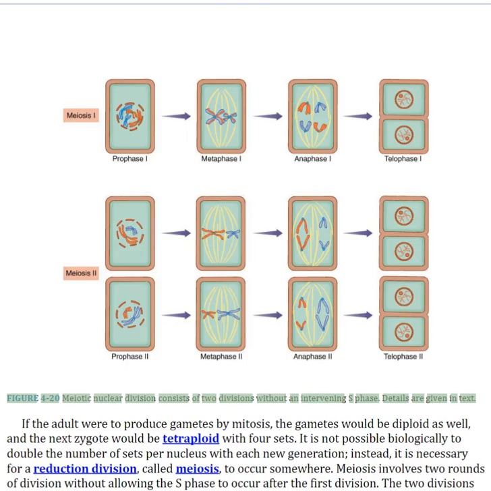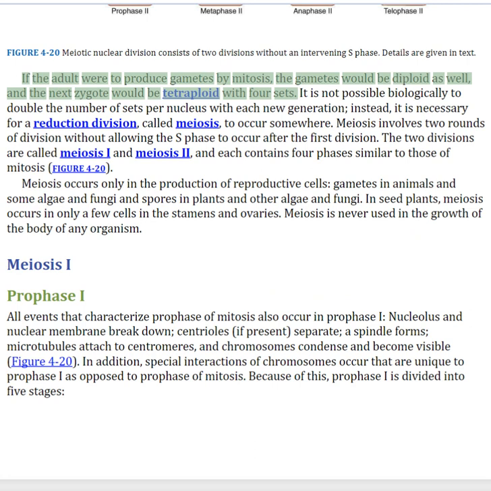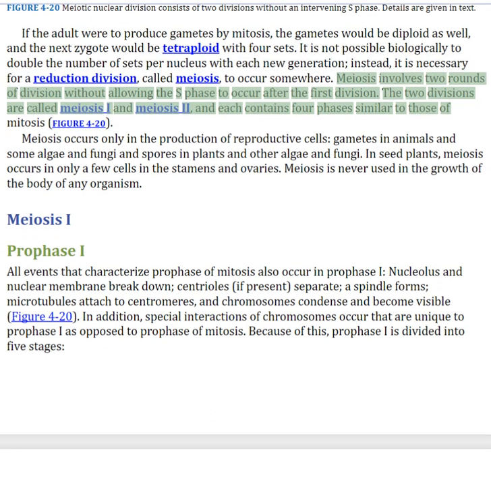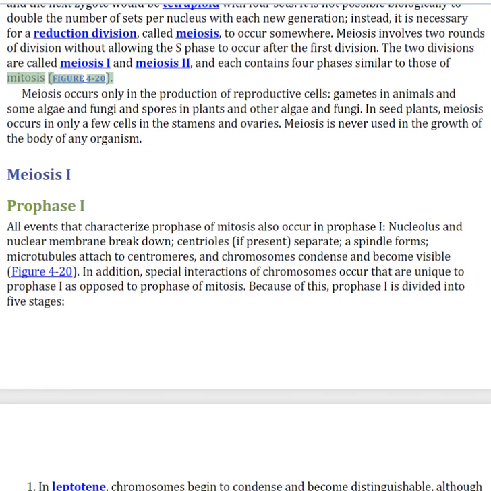Figure 4:20 Meiotic nuclear division consists of two divisions without an intervening S phase. Details are given in text. If the adult were to produce gametes by mitosis, the gametes would be diploid as well, and the next zygote would be tetraploid with 4 sets. It is not possible biologically to double the number of sets per nucleus with each new generation. Instead, it is necessary for a reduction division, called meiosis, to occur somewhere. Meiosis involves 2 rounds of division without allowing the S phase to occur after the first division. The 2 divisions are called meiosis I and meiosis II, and each contains 4 phases similar to those of mitosis.